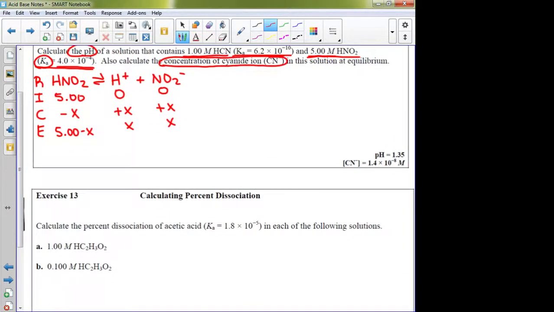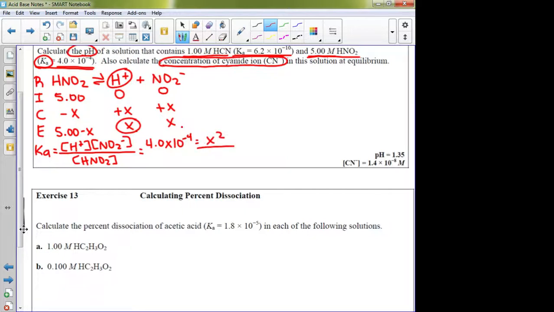So now, I've got to solve for X because I've got to get my concentration of my hydrogen ions before I can find the pH like it asked me to do. So I say, okay, well, the Ka is equal to the concentration of my hydrogen ion times the concentration of my nitrite ion divided by my HNO2. So Ka is equal to 4.0 times 10 to the negative 4, which is equal to x times x, which would give me x squared, divided by my 5.00 minus x.